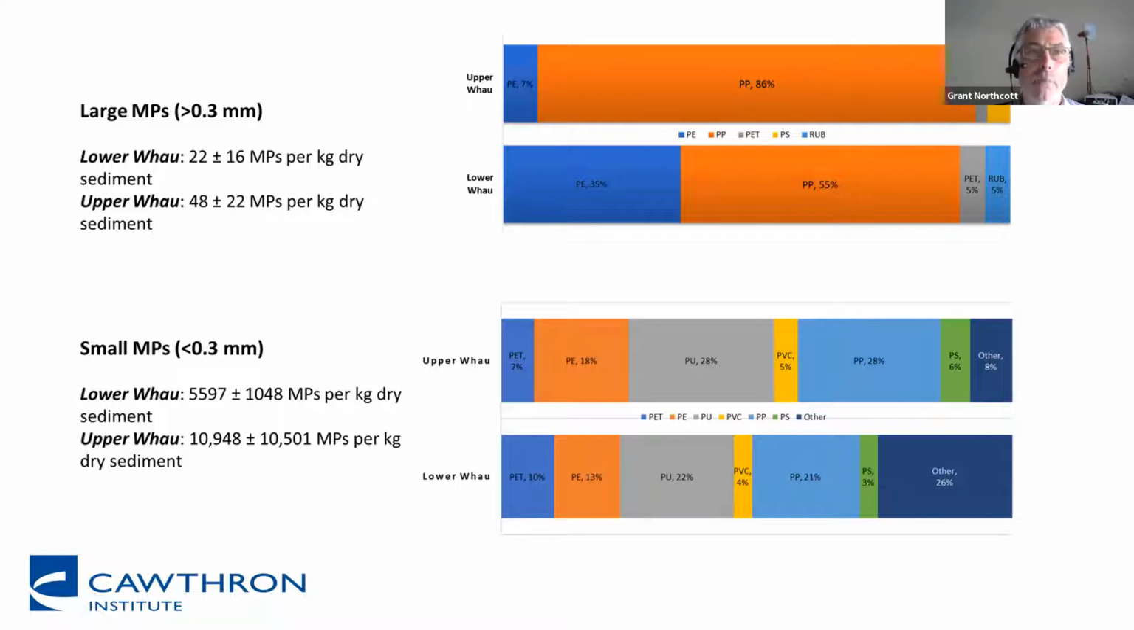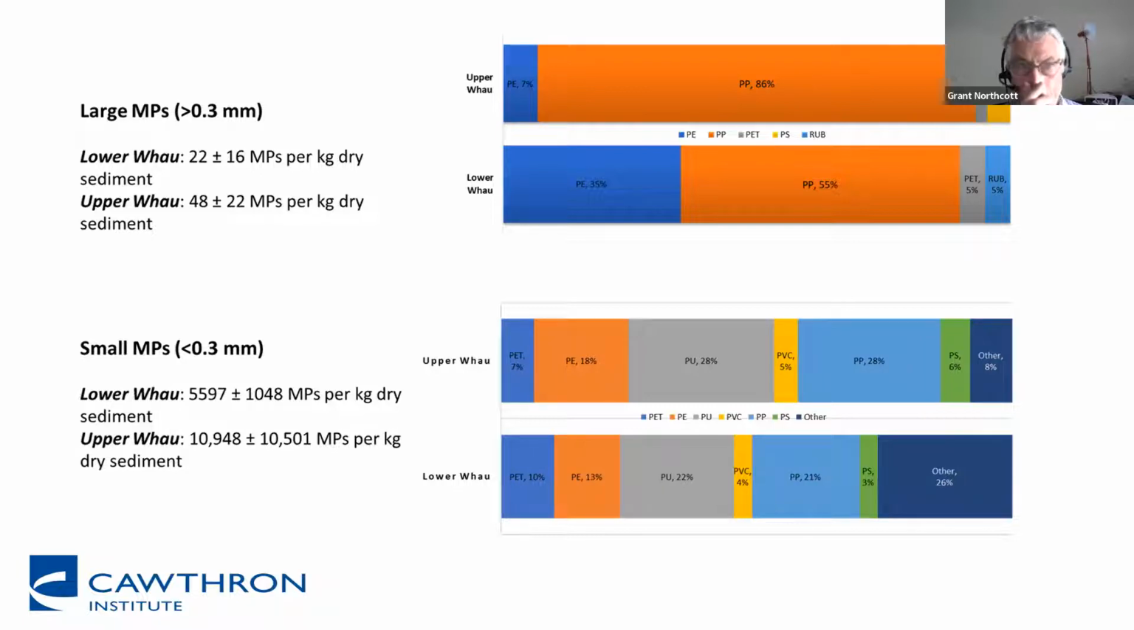We don't have much other data that we can compare the small microplastics with, because they're rarely analyzed. So whilst we can't compare it, it's also great that we have the small fraction results, because this is pretty unique.